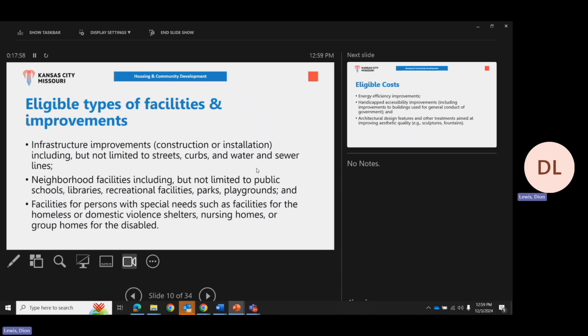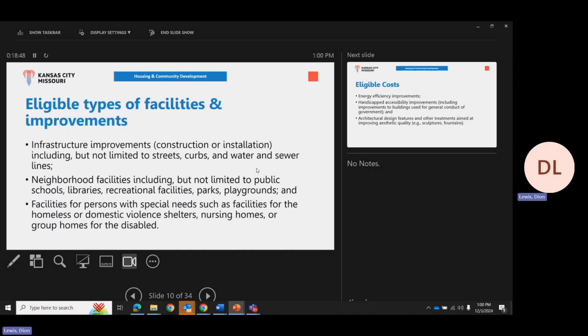Eligible types of facilities and improvements: infrastructure improvements, like we said, construction and installation, including but not limited to streets, curbs, water and sewer lines. You've got to look at horizontal versus vertical construction. I know Becky talked about minor home repair, so those are specialties it supports: HVAC, roofing, small important factors that affect living conditions. But we're not going to build a house.